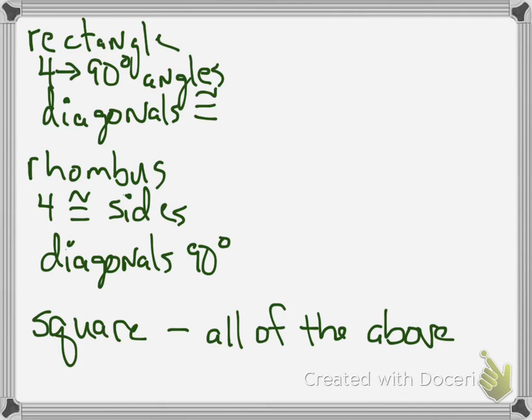Okay, let's remember some things here. A rectangle has four 90-degree angles at the corners, and the diagonals are congruent. A rhombus has four congruent sides, but the diagonals are 90 degrees. And a square is all of the above. So what I would do is I would focus on the diagonals first, because that's less work.